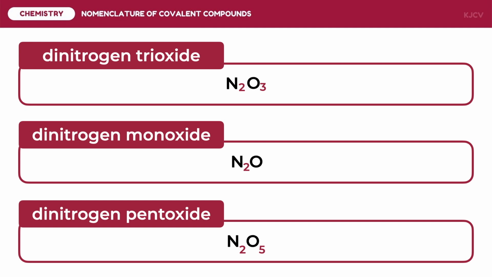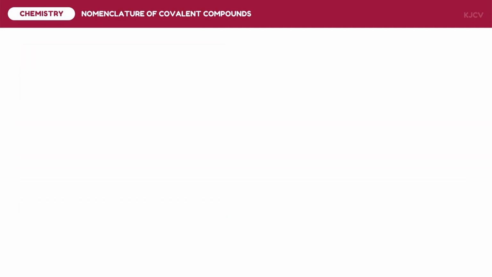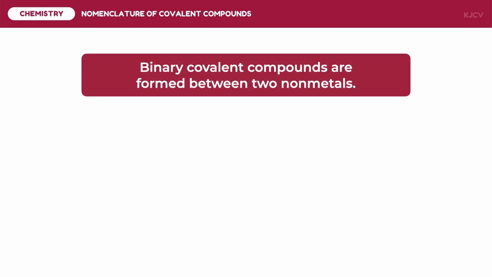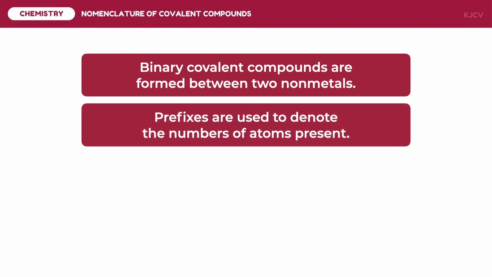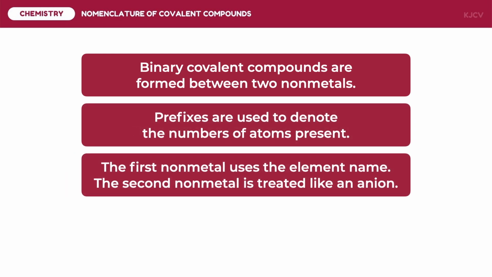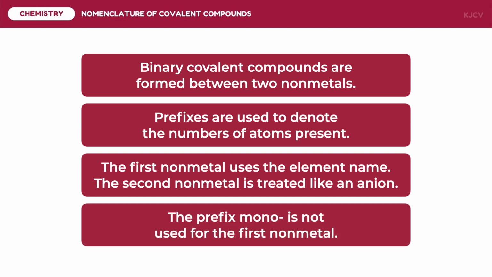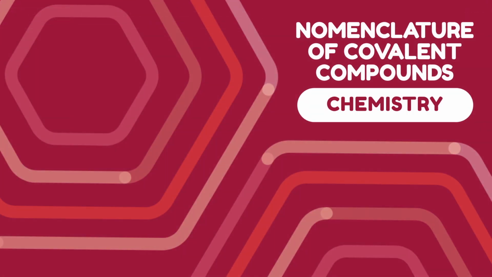To conclude this lesson, let us review the following key points. Binary covalent compounds are formed between two nonmetals. Prefixes are used to denote the number of atoms present. The first nonmetal uses the element name. The second nonmetal is treated like an anion. And lastly, the prefix mono is not used for the first nonmetal. And that ends our discussion on the nomenclature of covalent compounds.